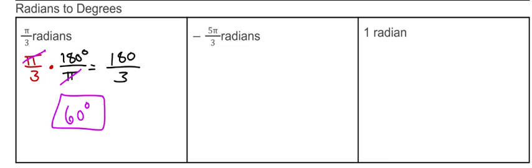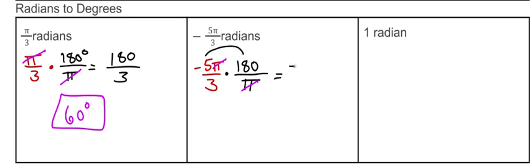Now you can do this with negative radians as well. All right, if I had negative 5 pi over 3 radians, and I multiply it by 180 over pi, same deal happens. The pi's will cancel out just like the previous question. This time we have a number in the numerator that multiplies to the 180. So we're going to do negative 5 times 180, which is negative 900. And then that is going to be divided by 3 because the 3 didn't have anything to multiply with.